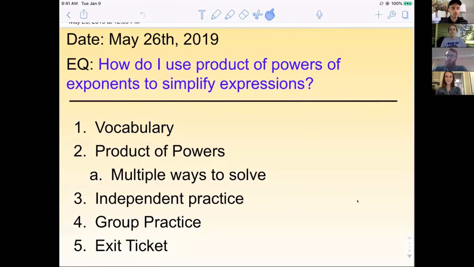All right, so if you look at our outline here for today, our essential question is, how do I use product of powers of exponents to simplify expressions? With our outline, we have some vocabulary that we're going to start with. We're going to talk about a new idea called the product of powers, and there's going to be two ways that we can actually solve this. You'll have a little bit of time for independent practice and hopefully some group practice in which you guys can collaborate a little bit.